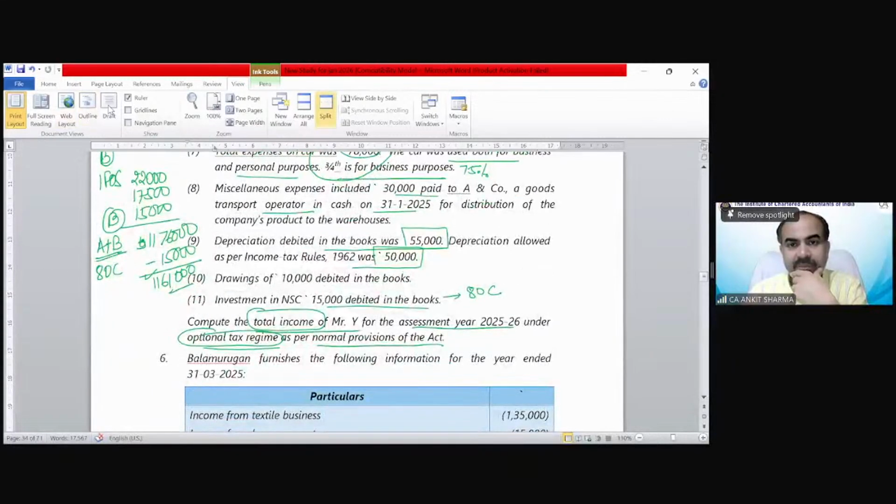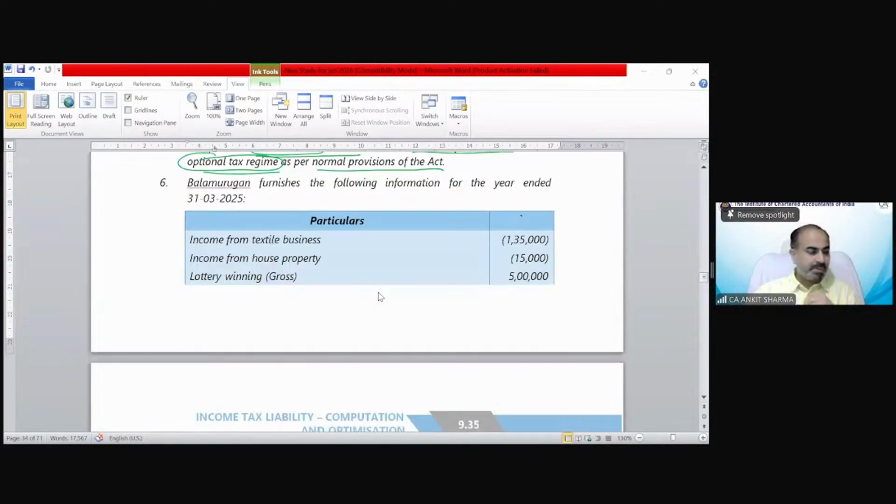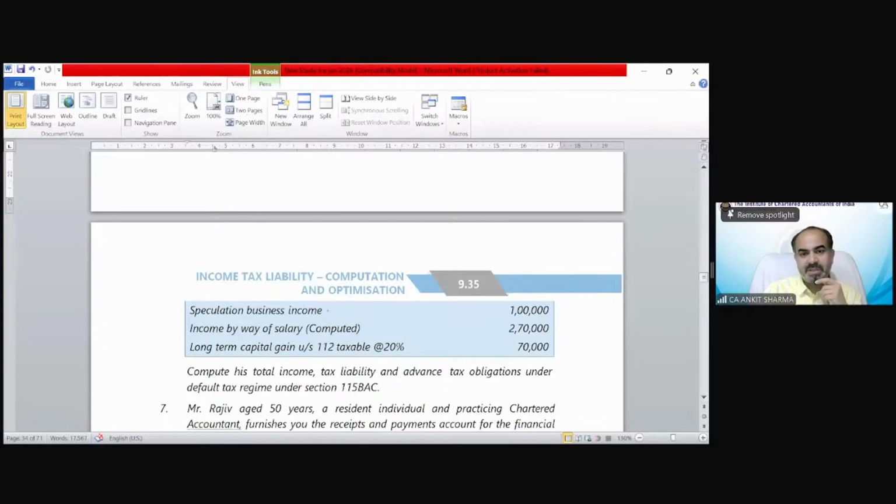Now moving on further. Okay. Question number 6. It has some effect of set-off of losses also, and we need to calculate the GTI also. It's a very good question. Bala Murugan furnished the following information for the year ended on 31st March 2025. Income from textile business, so that is my PGBP income. Income from house property. Lottery winning is my casual income. Then speculation business income is my business income.